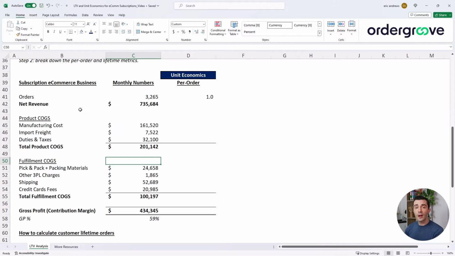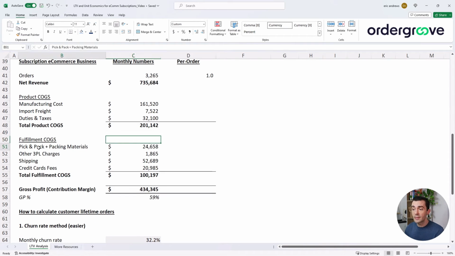Now your fulfillment COGS are the costs to get the product from the fulfillment center to the front door of the customer. This, of course, is pick and pack and packing materials. So this is packing your order. There are usually other third-party logistics charges like certain labor and storage inside the warehouse. Then your largest fulfillment cost, of course, is shipping, $52,000, and credit card fees, $21,000. So your fulfillment COGS are about $100,000.